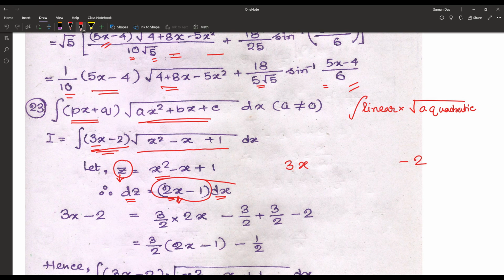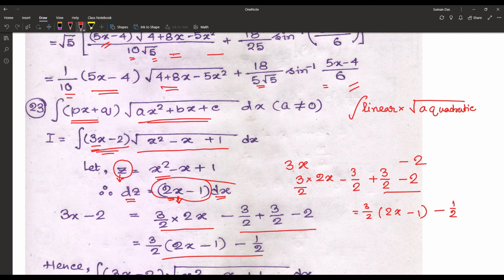So to that we are using 3 into, as 2x is there, we are writing 2x, so we have to divide that. Minus 1 is there, so if we take 3 by 2 common, minus 3 by 2 should be there. As minus 3 by 2 has been taken, we have to add plus 3 by 2 here. Minus 2 was there before that. So if we take 3 by 2 common, that is 2x minus 1, minus that one is giving us the result as half. Just look at the calculation here.